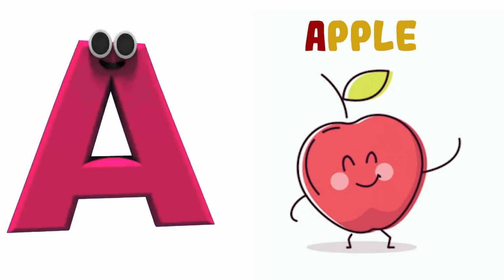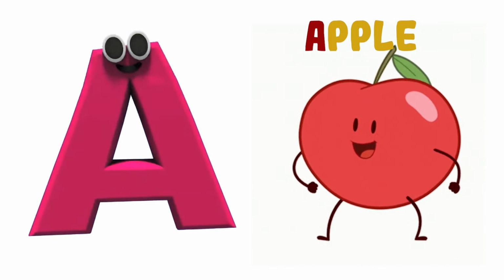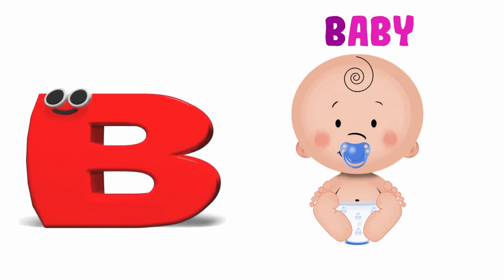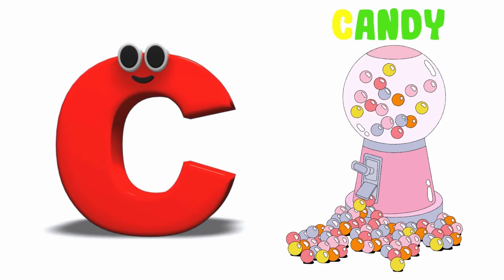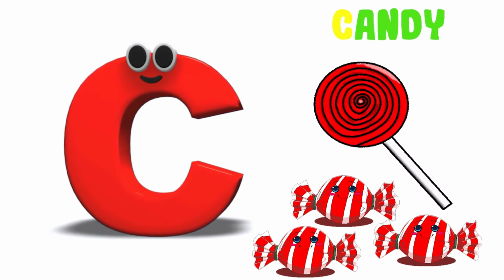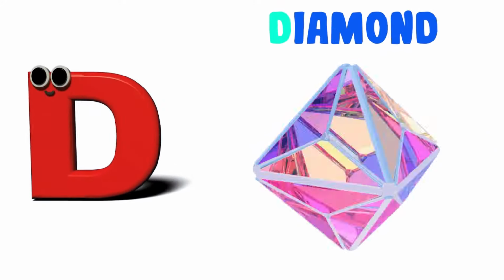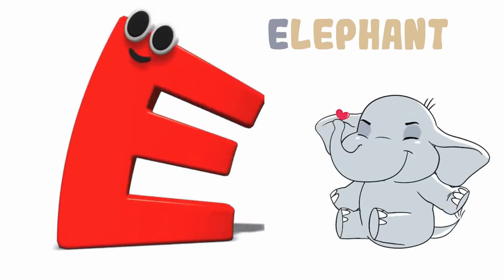A is for apple, a-a-apple. B is for baby, b, b, baby. C is for candy, k, k, candy. D is for diamond, d, d, diamond. E is for elephant, e, e, elephant.